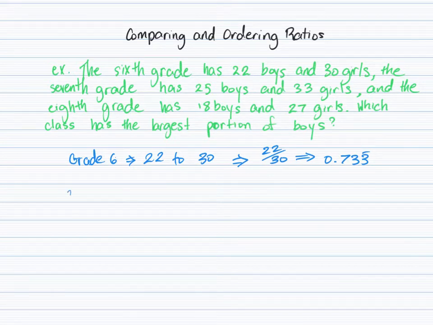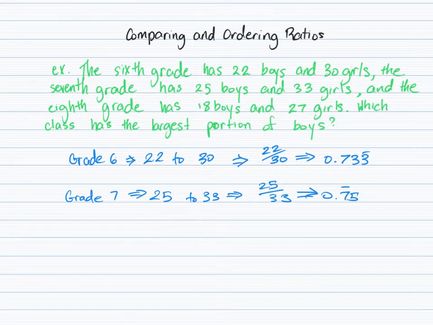All right, and we can go ahead and do the same thing for the 7th grade and the 8th grade. So grade 7 has 25 boys, so 25 to 33. And we can change that to a fraction, 25 divided by 33, which gives us 0.75 repeating. And finally, we go ahead and do that for the grade 8 class. In grade 8, we have 18 boys to 27 girls, and we can go ahead and divide 18 by 27, and when we do that, we get 0.66 repeating.